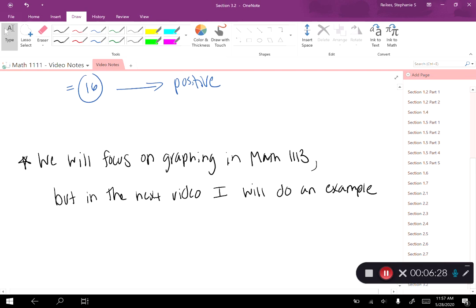We will mostly focus on graphing polynomials in the next course, Pre-Calculus, Math 11-13, but in the next video I'll do an example of graphing so I can put all the pieces together that we've done in this section into one graph.